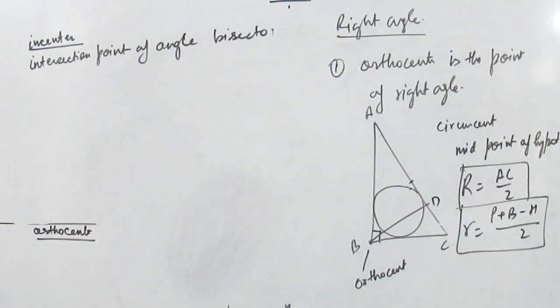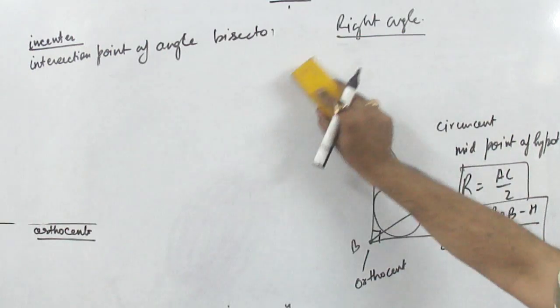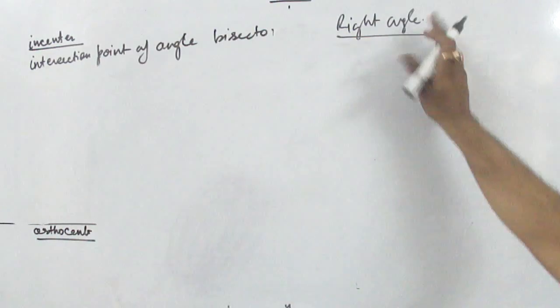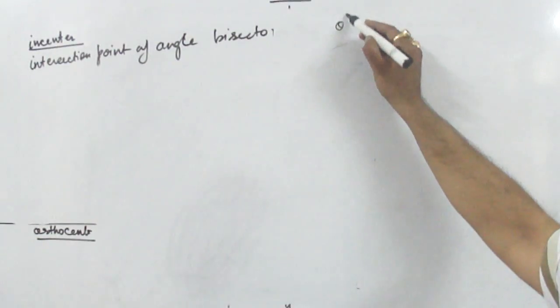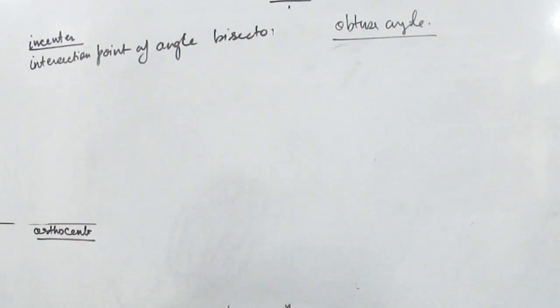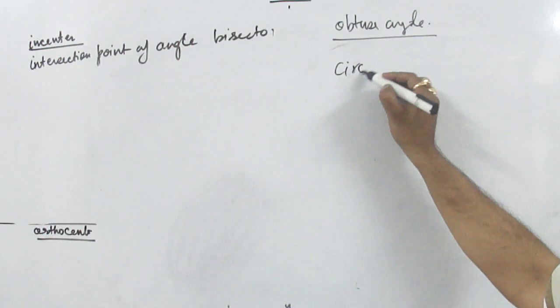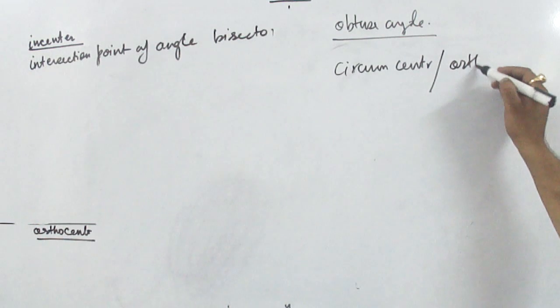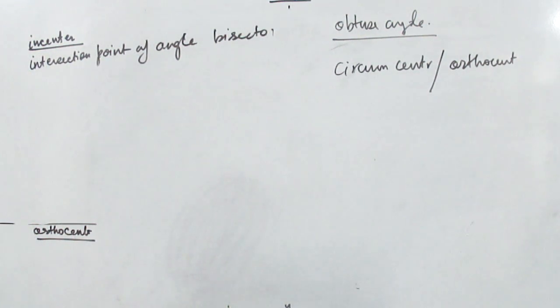Next property. In case of obtuse angle triangle, circumcenter and orthocenter are always outside of the triangle. This is a very important property. Direct question asked on this property. In case of obtuse angle triangle, circumcenter and orthocenter are always outside of the triangle.